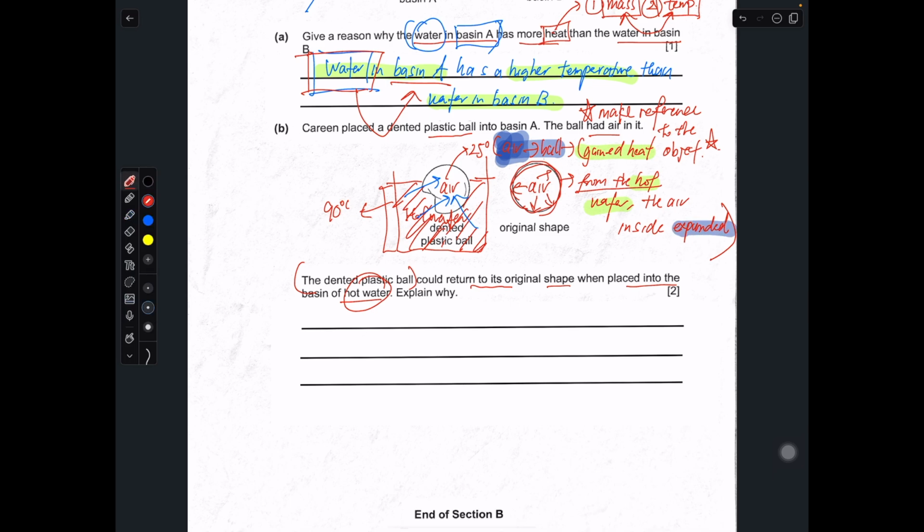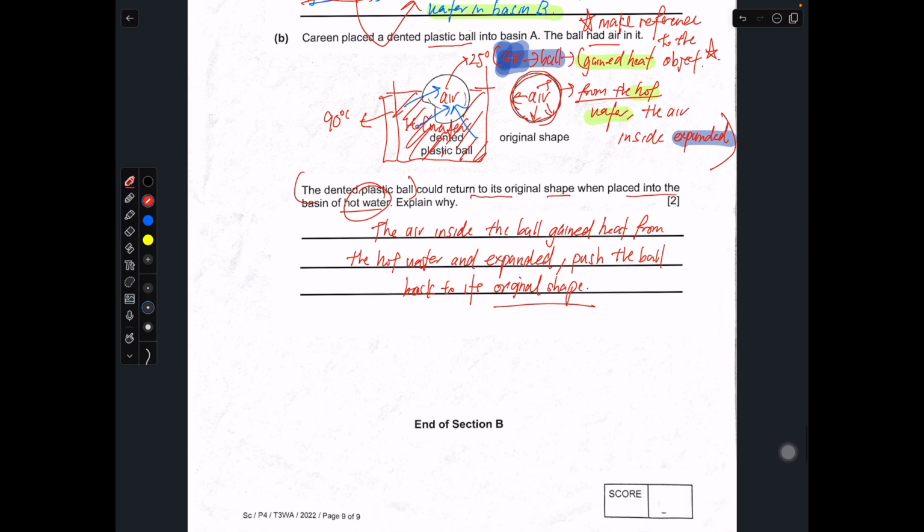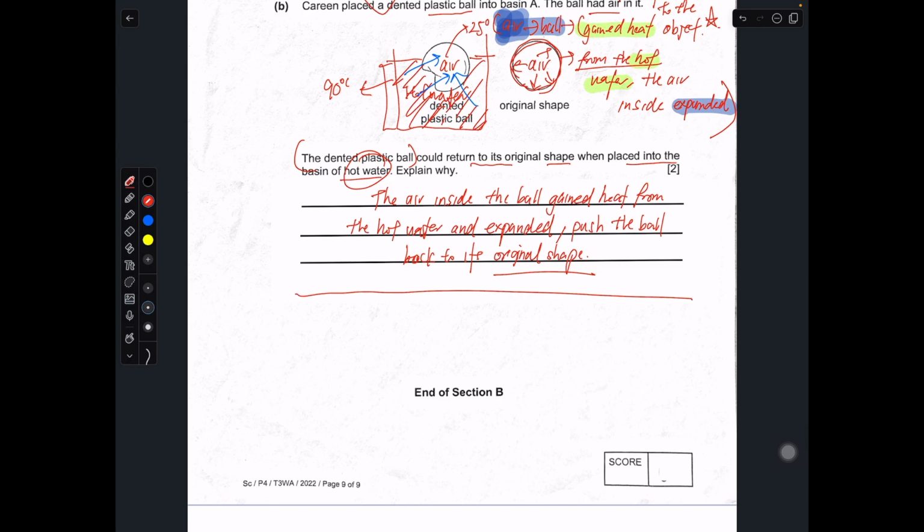Okay, so I'll write down in full. The air inside the ball gain heat from the hot water and expanded and push the ball back to its original shape.